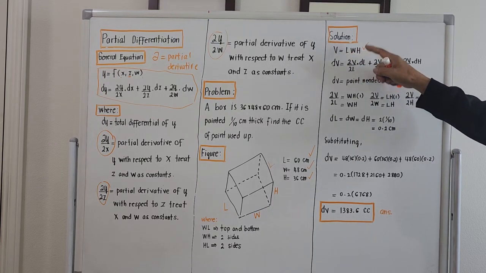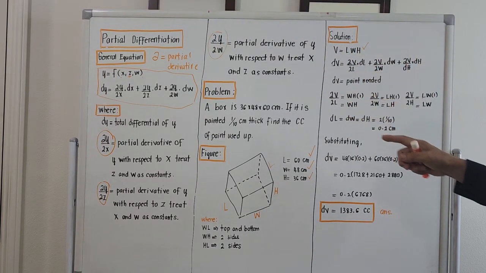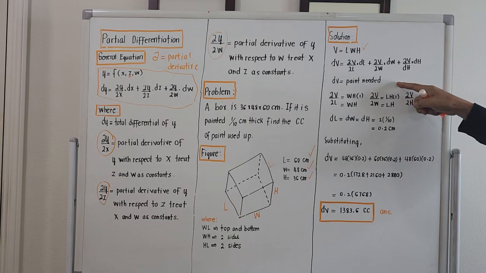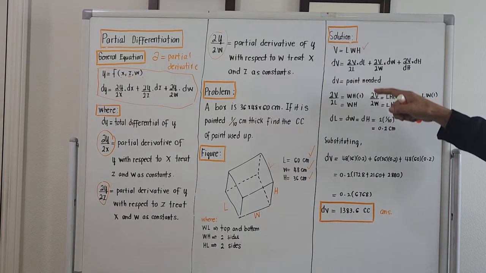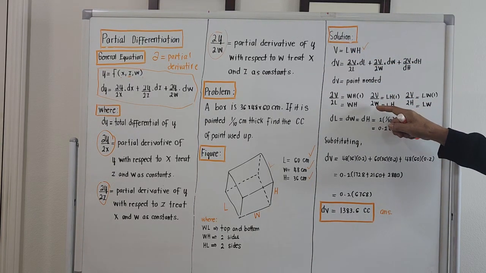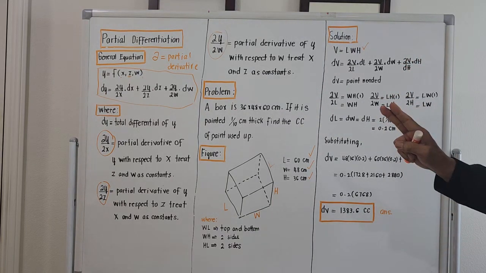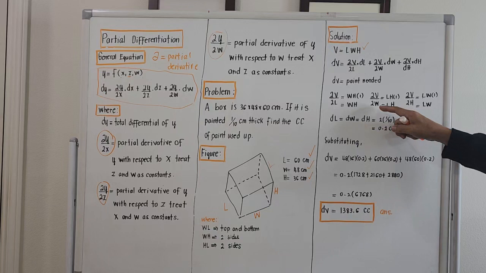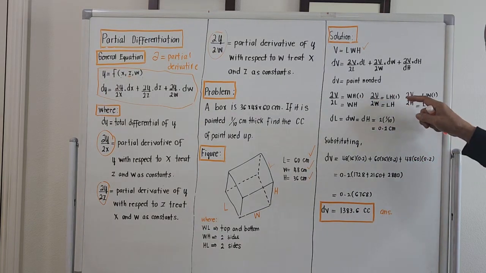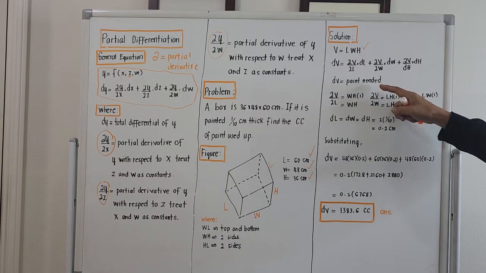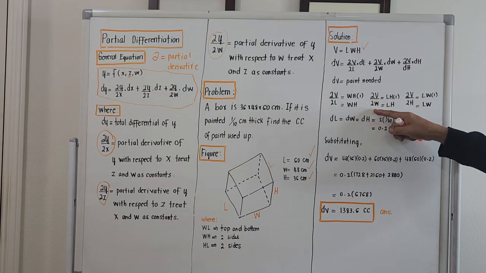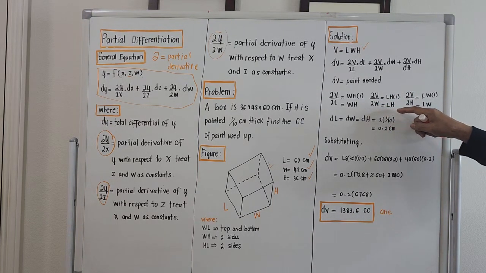So L and H will be constant for the meantime. So this will be LH times the derivative of W with respect to W. On this second partial derivative, we are to differentiate with respect to W. So W is variable, and the derivative of W with respect to itself is 1. So the partial derivative of volume with respect to W will just be simply LH.